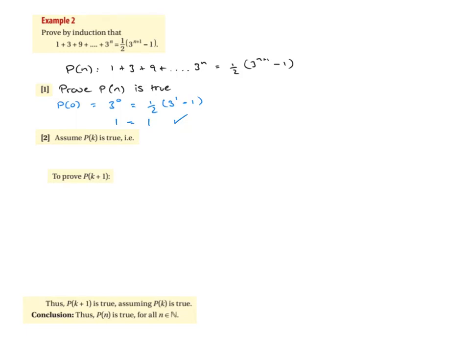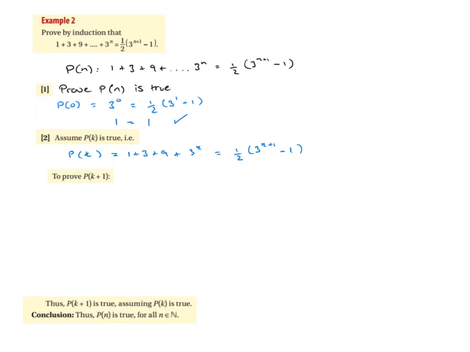Okay, so the next thing, as we did before, is we just change all of the n's now. So we're going to assume that k is true, so P of k is equal to 1 plus 3 plus 9 plus 3 to the k. Okay, so anything that was an n before is just changed to a k, and that's a half of 3 to the k plus 1 minus 1. Okay, not an issue. So that's all just running through the system.